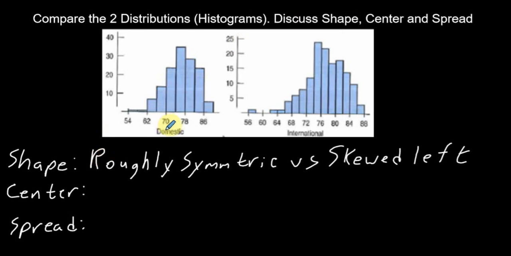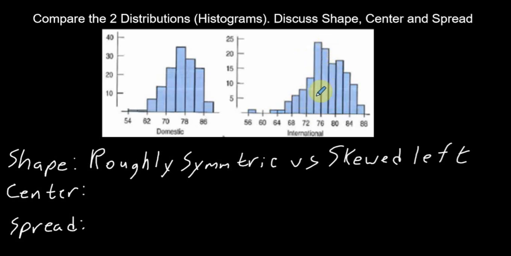And now we're going to be looking at center. Because this one was roughly symmetric, we want to be discussing the mean for this one. When I look at that one, most of my data is right in here. If that's 70, 74, 78, I would call my mean about 76, 78. This one, because it's a skewed distribution, I would want to look at median.